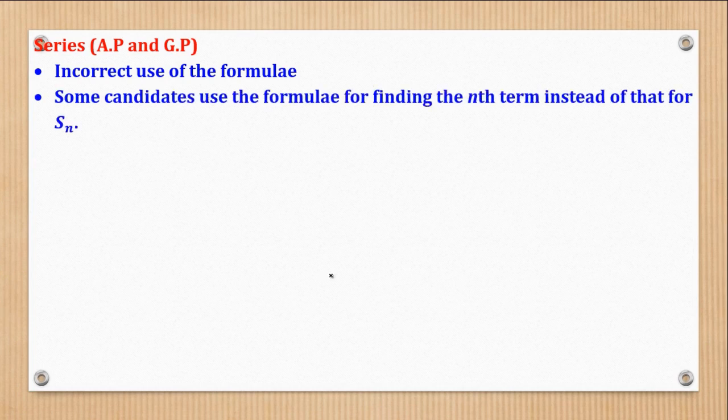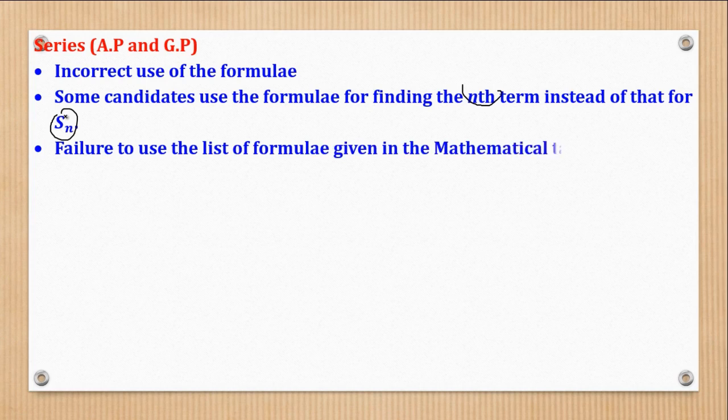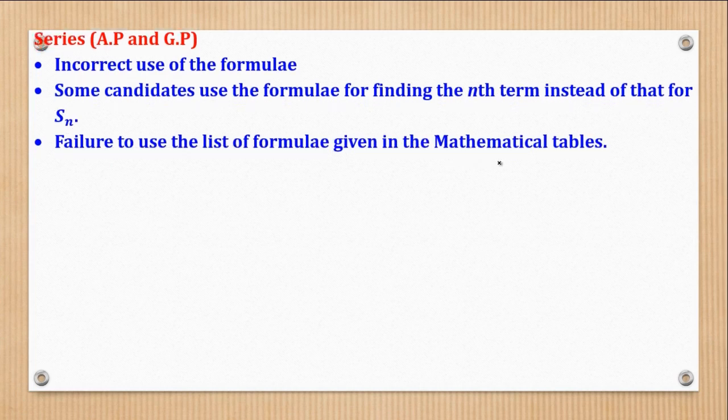So some candidates use the formula for finding the nth term instead of the formula for the sum of the first n terms. So incorrect use of formula leads to loss of marks. And that arises from not using a mathematical logbook to get the formula. So that was algebra. Let's go to calculus.